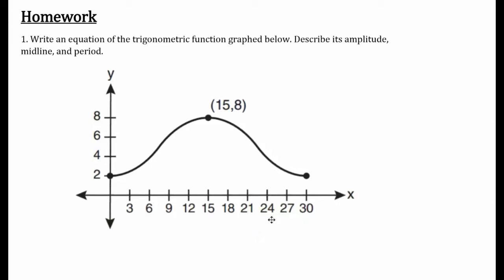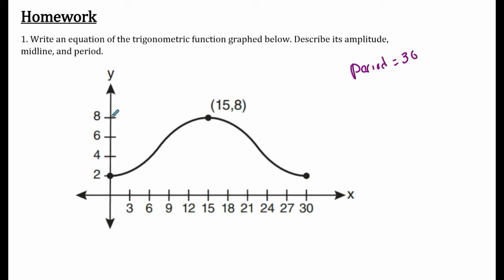Number 1, write an equation of the trigonometric function graph below. Describe its amplitude, midline, and period. So we've got a trig function here, and I see that its minimum is 2, its maximum is 8, and it takes 30 units to get through one full cycle. So the period is 30. It takes 30 seconds, minutes, I don't know what it is, 30 to get through one full cycle.